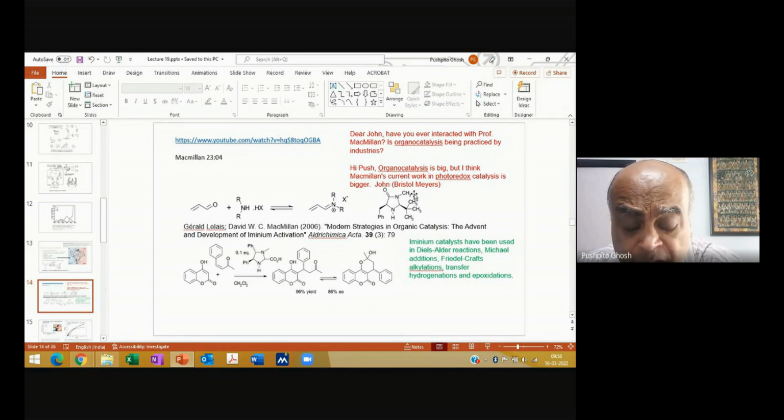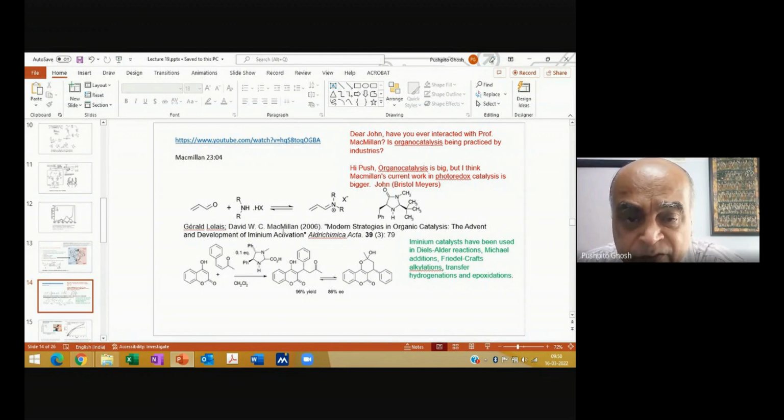So I just thought I will play to you that part of MacMillan's work where he talks about photoredox catalysis. And it's interesting because when almost everything looks saturated and there's not much to do, someone can come up with an extremely bright idea, which is what one of MacMillan's students actually came up with. And he talks about that.